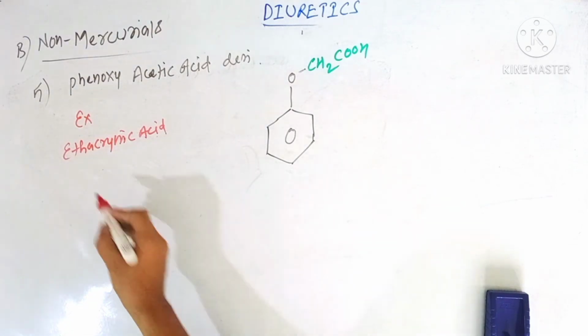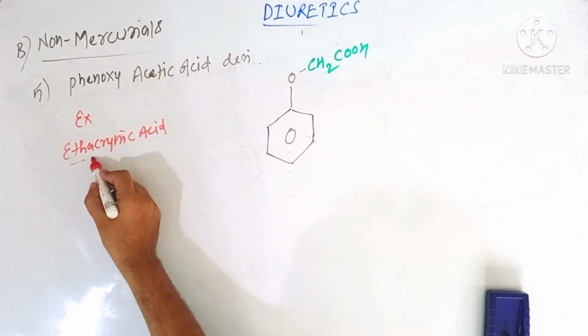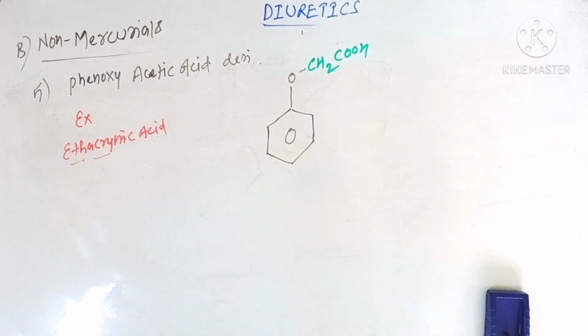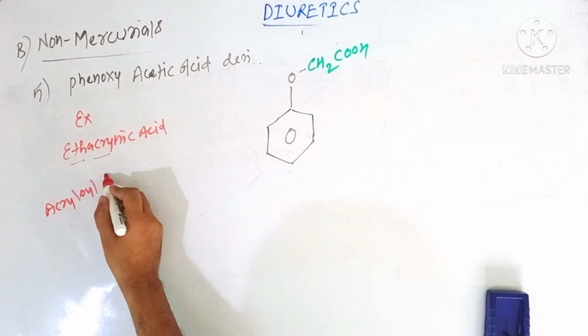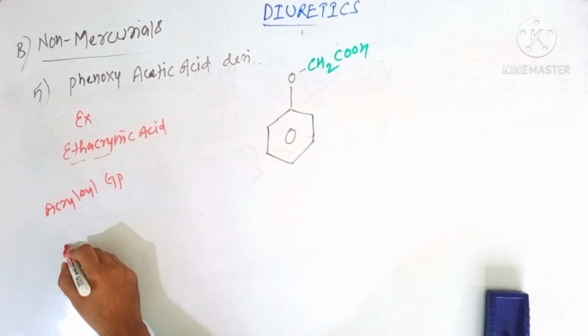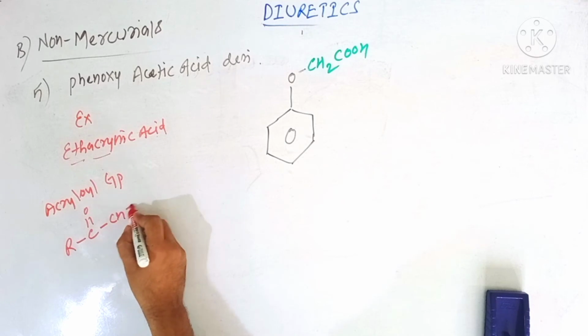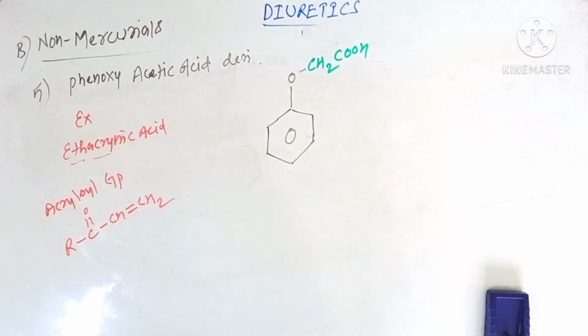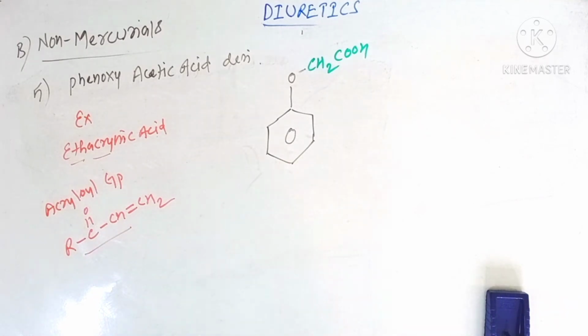So in the name of this drug, eth means somehow ethyl functionality is there, and acry means acrylic functionality is also there. So what is acryloyl group? So acryloyl group has the following structure: R, C double bond O, then CH, then double bond CH2. So this is your acryloyl group. So this drug, ethacrynic acid, also has ethyl and acryloyl functionality.